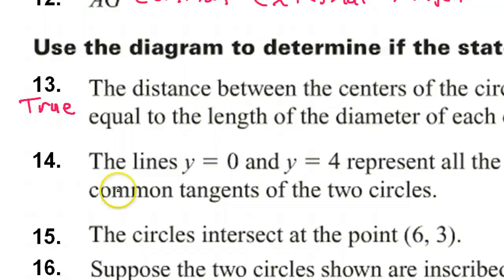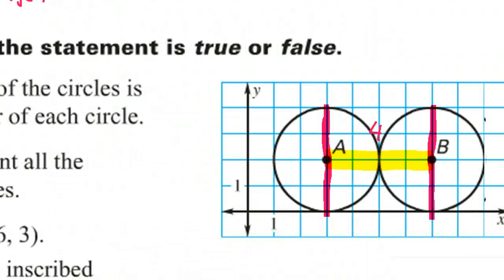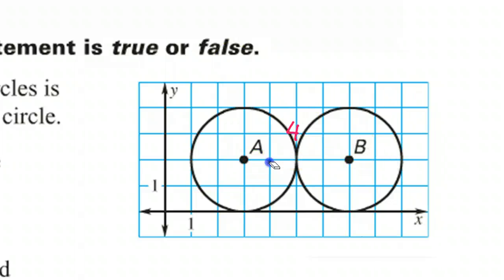Alright, number 14. The lines y equals 0 and y equals 4 represent all of the common tangents of the two circles. Lines y equals something are horizontal lines. Remember, like horizontal asymptotes? So y equals 0 and y equals 4, these are horizontal lines. Okay, so the line y equals 0 is this. This is the line y equals 0. And 1, 2, 3, 4. So this is the line y equals 4.